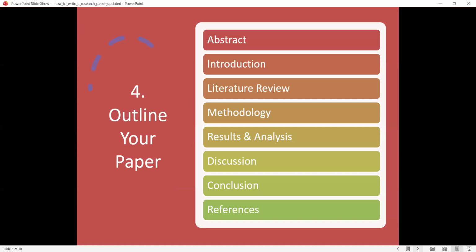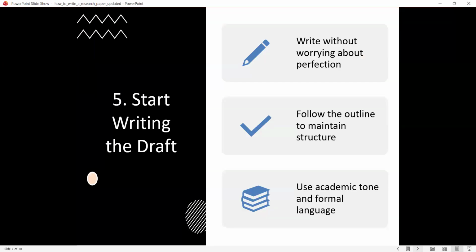This is the very generic outline of any manuscript or research paper. First of all, abstract, followed by introduction, literature review, methodology, results and analysis, discussion, conclusion, and the reference section. So start writing the draft.